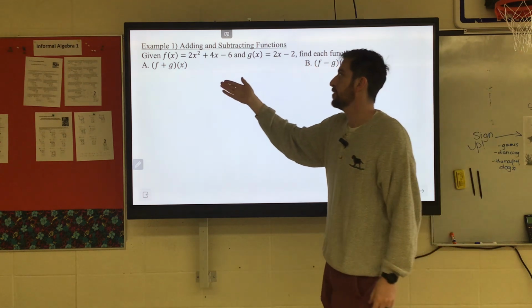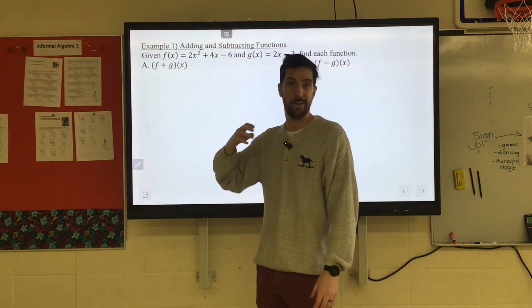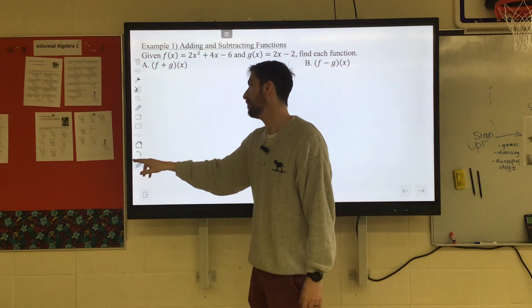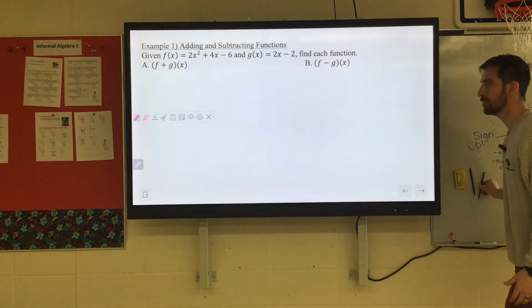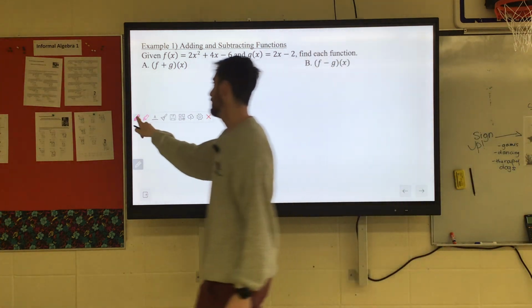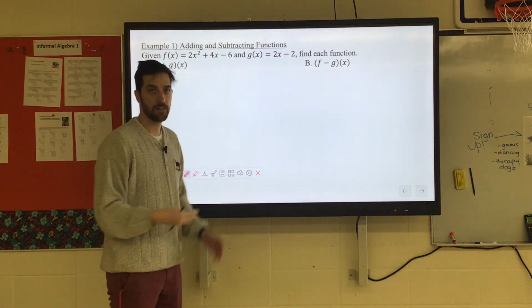If you look at the notation here, it says f plus g of x, meaning we're going to take f's equation and we're going to add g's equation. We've added things like this before. They're called polynomials, and we can add them no problem. So I think it's best to stack them on top of each other in the correct columns so you have your like terms together.